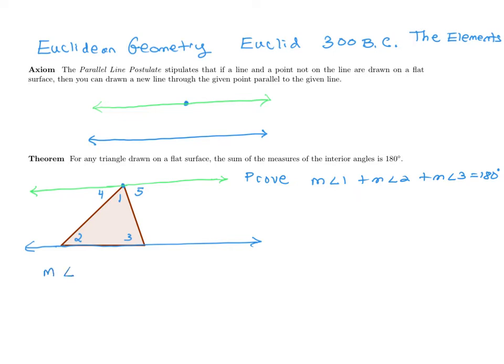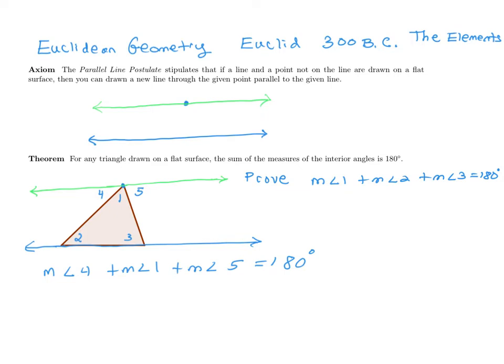The measure of angle 4 plus the measure of angle 1 plus the measure of angle 5 is 180 degrees. We're trying to go from this statement to this one, and notice that there's something in common to both, the measure of angle 1. I'd somehow like the measure of angle 4 and 5 to go away and be replaced with the measure of angle 2 and 3. Maybe there's some way to connect the measures of angles 4 and 5 to the measures of angles 2 and 3. And there is a way to do this.